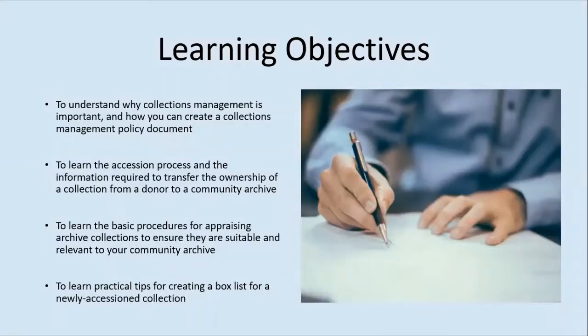By the end of this session, you should understand why collections management is important and how you can create a collections management policy document. You will learn about the accession process and the information required to transfer the ownership of a collection from a donor to a community archive. You will learn the basic procedures for appraising archive collections to ensure they are suitable and relevant to your community archive. You will also learn practical tips for creating a box list for a newly accessioned collection.